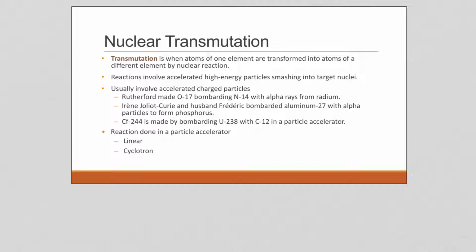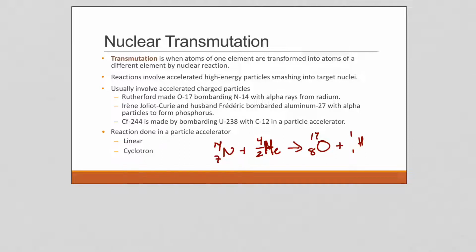Now, some of the early ones were made to make oxygen-17 from nitrogen-14 by using alpha particles, right? So if we want to think about a reaction, we take something like nitrogen-14 collided with an alpha particle, helium nuclei, and what you'd get out would be oxygen-17 and a hydrogen nuclei. And so this is an example of a transmutation, right?